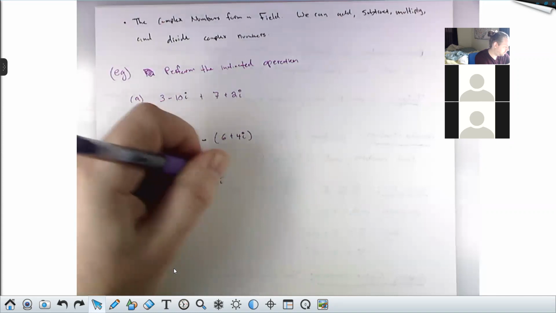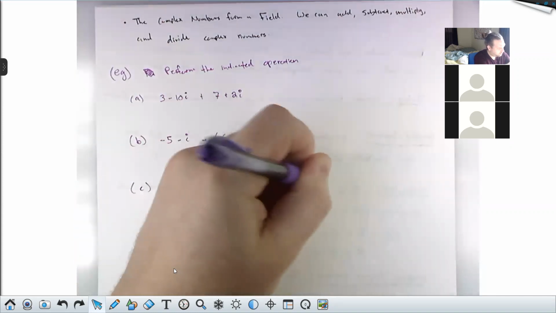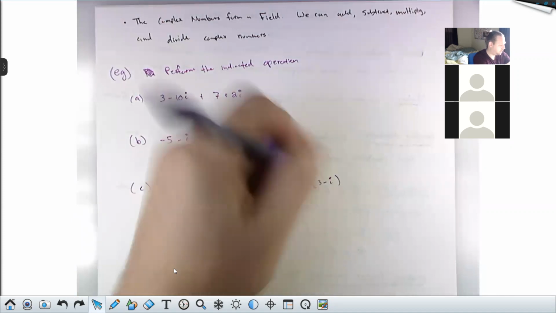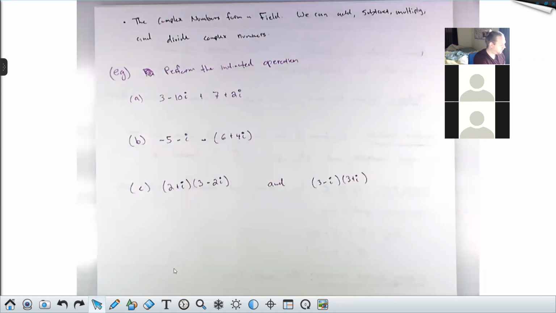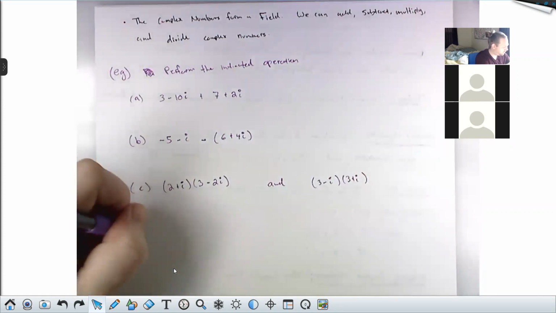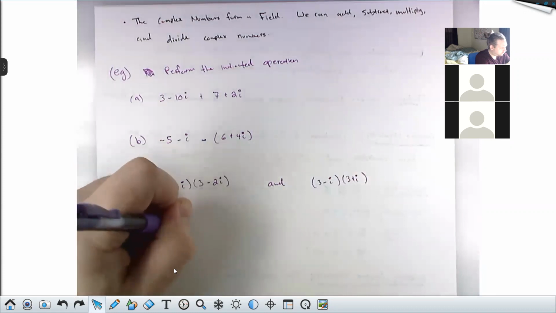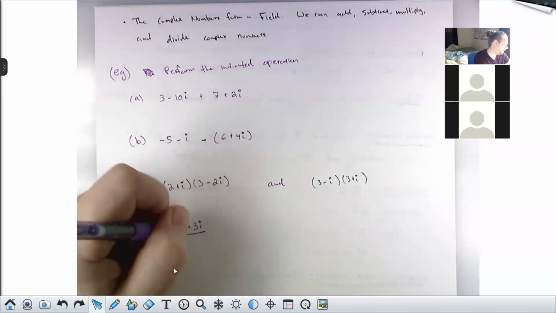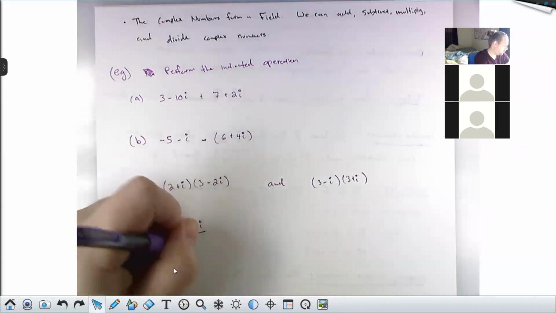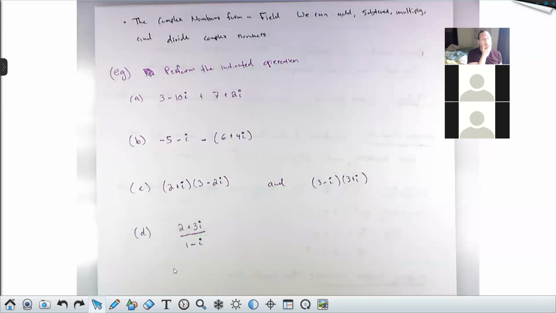2i. I'm going to do one more here. 3 minus i times 3 plus i. And then we'll do one division problem. How about 2 plus 3i divided by 1 minus i. Okay, so we're going to do each of these.